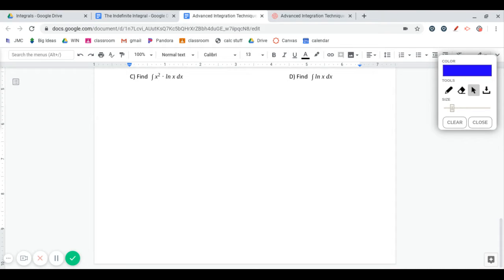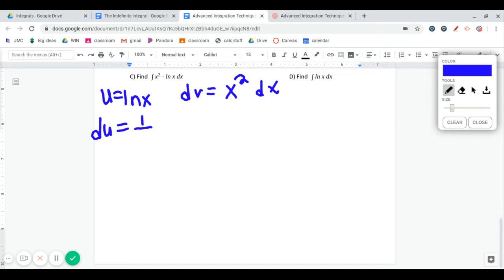So we'll say u equals the natural log of x and dv then equals x squared. So the derivative of natural log of x, if you recall, is 1 over x dx. And now we take the integral of x squared to get v, to get 1/3 x cubed.